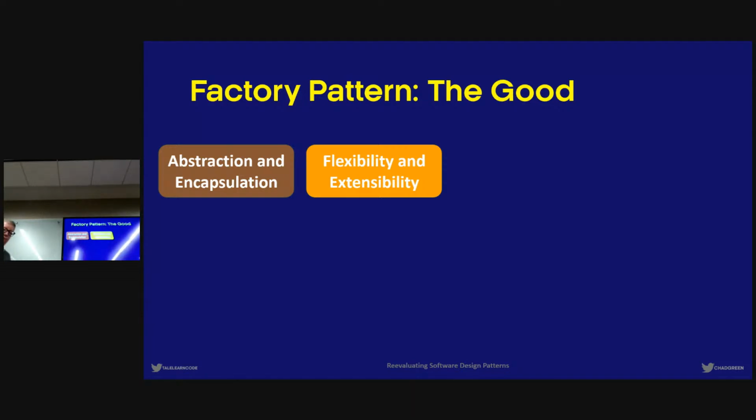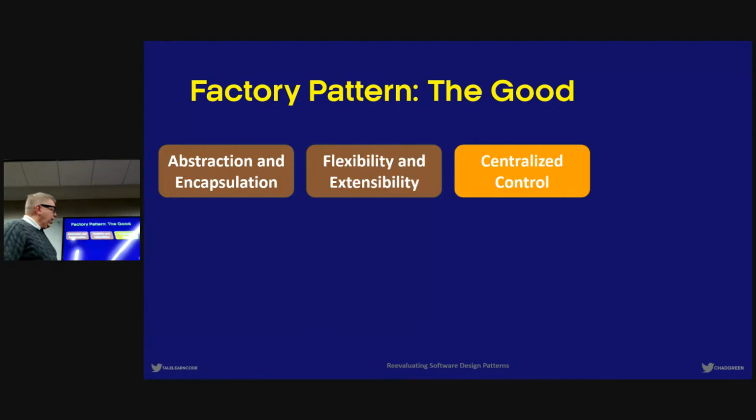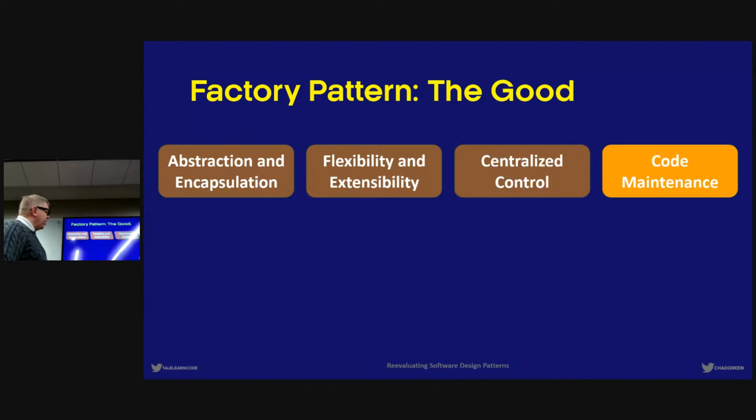Next is this whole idea of flexibility and extensibility. Because again, in my client, I don't need to be concerned with how it happens. I just need to know it happens. That's where it's really important. I get that centralized control, because especially if it's hard to create that object, a lot of logic goes in here. The awesome part about the factory pattern is I have a central place where it's happening. So I know I can go to one place in my code base, and when I need to fix code, I fix it in one place.